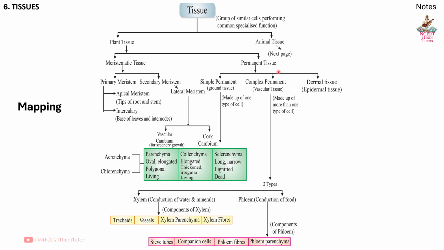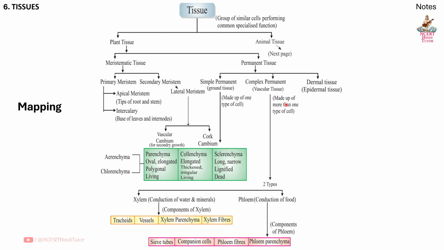Next, permanent tissue is further divided into simple permanent, ground tissue, complex permanent, vascular tissue, dermal tissue, epidermal tissue. Simple permanent is made up of one type of cell. It is further divided into parenchyma, collenchyma, sclerenchyma. Parenchyma: oval, elongated, polygonal, living. It is further divided into aerenchyma, chlorenchyma. Collenchyma: elongated, thickened, irregular, living. Sclerenchyma: long, narrow, lignified, dead.